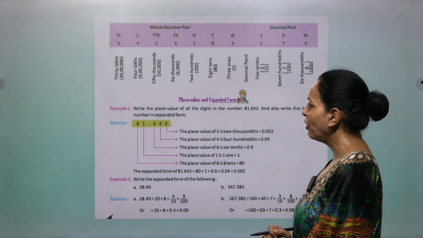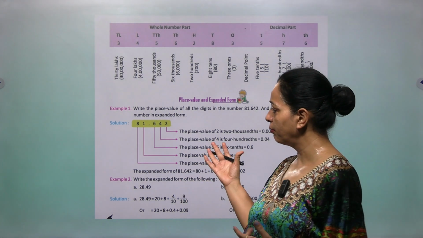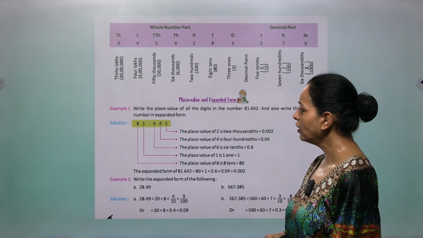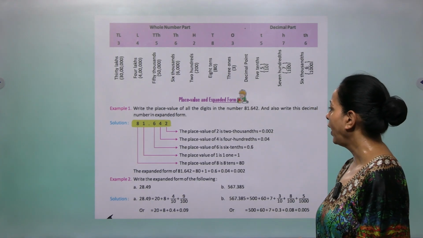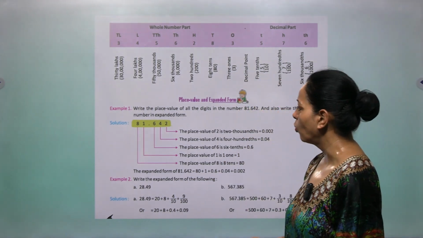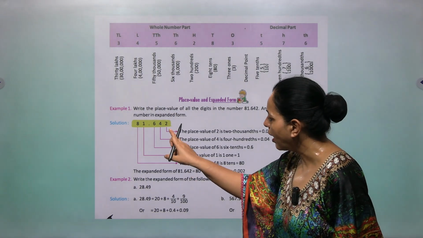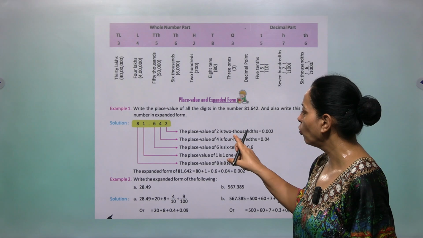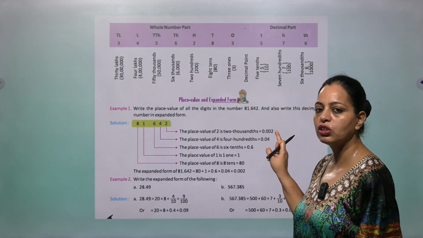Now place value and expanded form. It will be clearer with examples. Example 1: write the place value of all the digits in the number 81.642 and also write this decimal number in expanded form. So we write the number first: 81.642. Now we start with the place value of 2. It is at thousandths place. So the place value of 2 is 2 thousandths, meaning 2 upon 1000, which is 0.002.